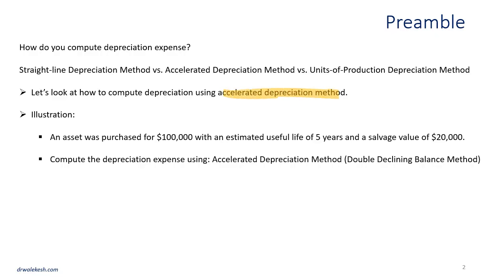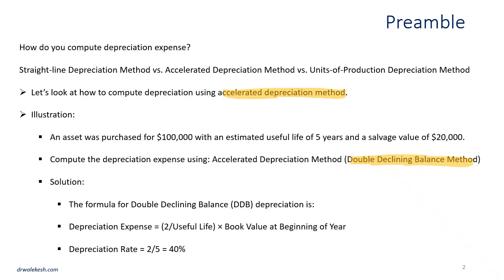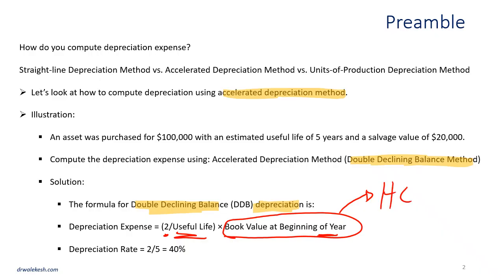Now, let us move on to using the accelerated depreciation method. To be more specific, our focus will be on the double declining balance depreciation method. The formula for double declining balance depreciation is 2 all over the useful life of the asset times the book value at the beginning of the year. It is worth noting that the book value at the beginning of the year is the historical cost minus accumulated depreciation.